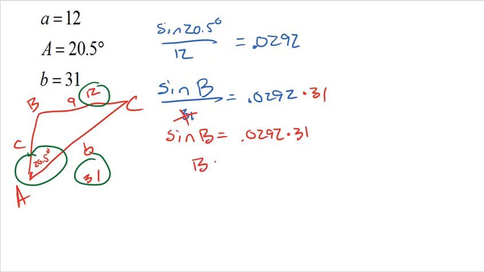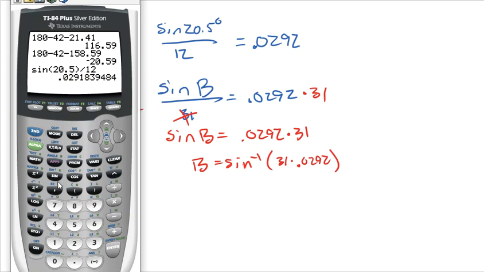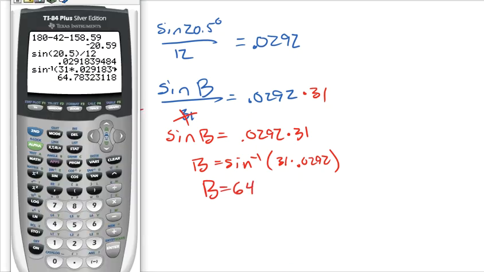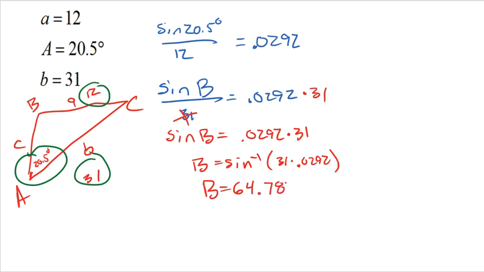To solve for B, I'm going to pull the old switcheroo with an inverse. So that's going to be 31 times 0.0292. But check it out, when I go to my calculator, I'm going to be very careful. Inverse sine, I'm going to do 31 times... And to be honest, you could use 0.0292, you're not going to be that far off, but I'd rather be more accurate by using all those decimals. And I get B equals 64.78 degrees.